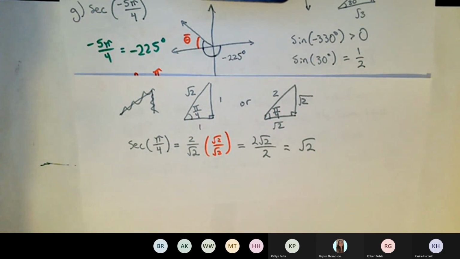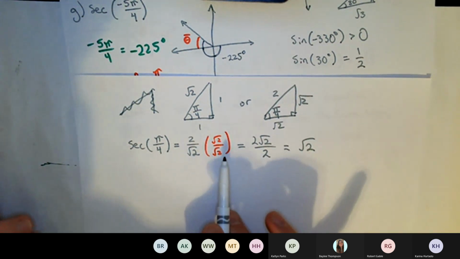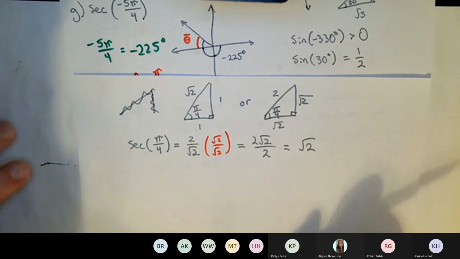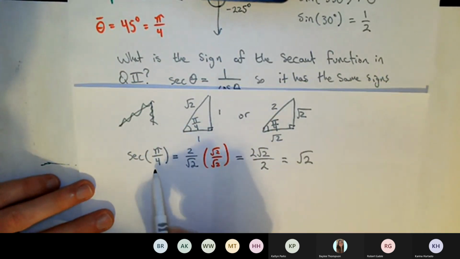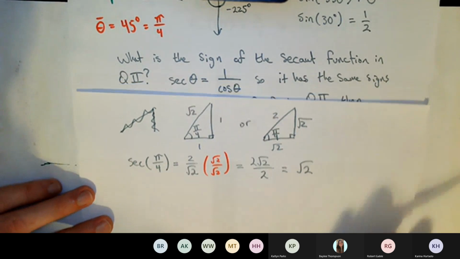Sometimes you have to rationalize the denominator, sometimes you don't. If you're smarter than me and think ahead of time about what your answer is going to look like, then you'll know which triangle to use, but it doesn't really matter. You know how to rationalize denominators. It's no problem if you need to do it. All right. So secant of pi on 4 is square root of 2.